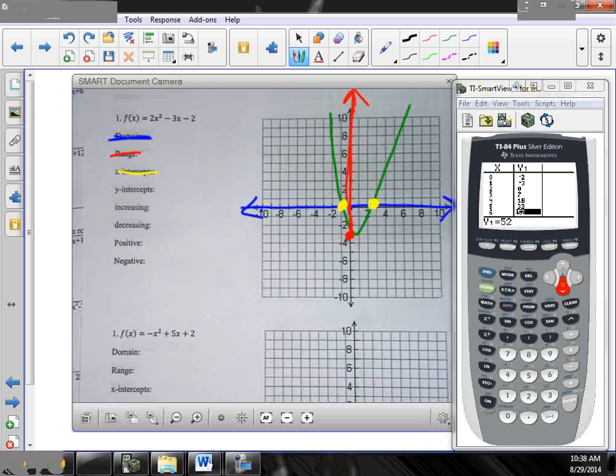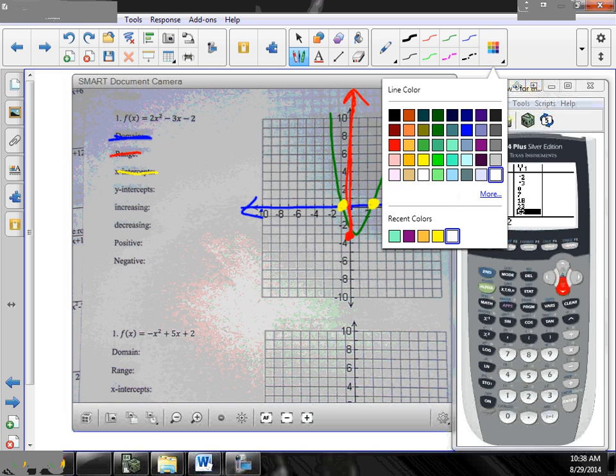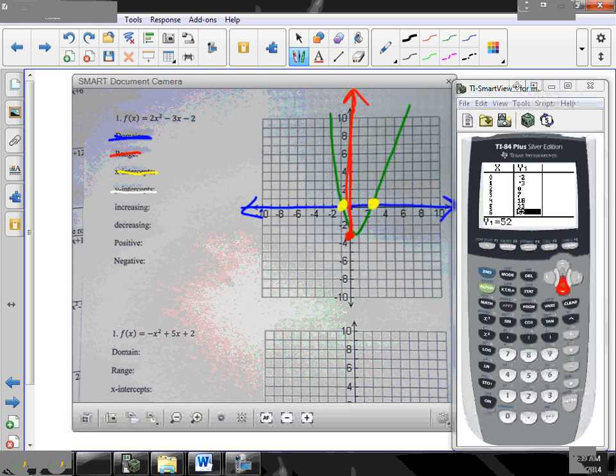Okay. Y-intercepts. There is one y-intercept, and it's right here.